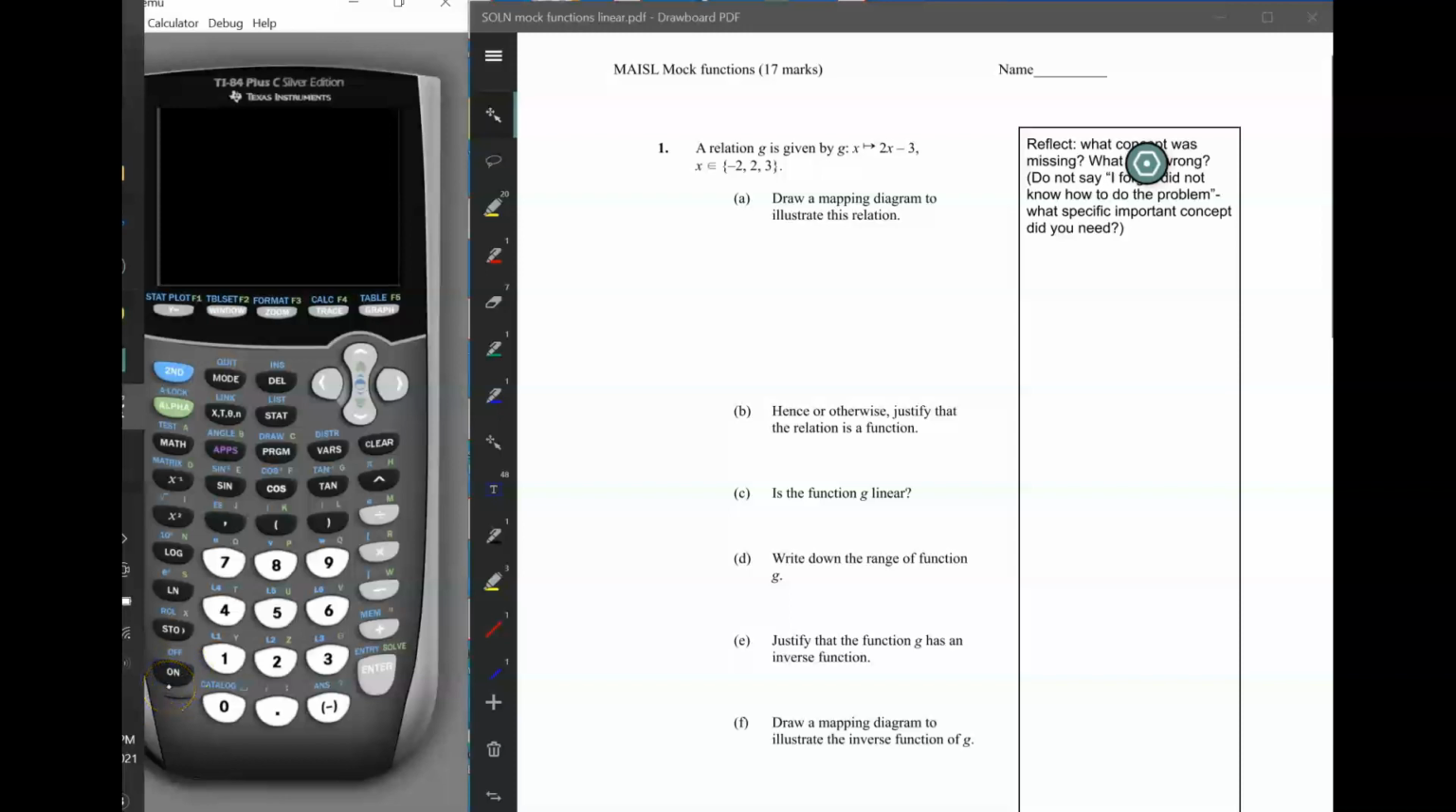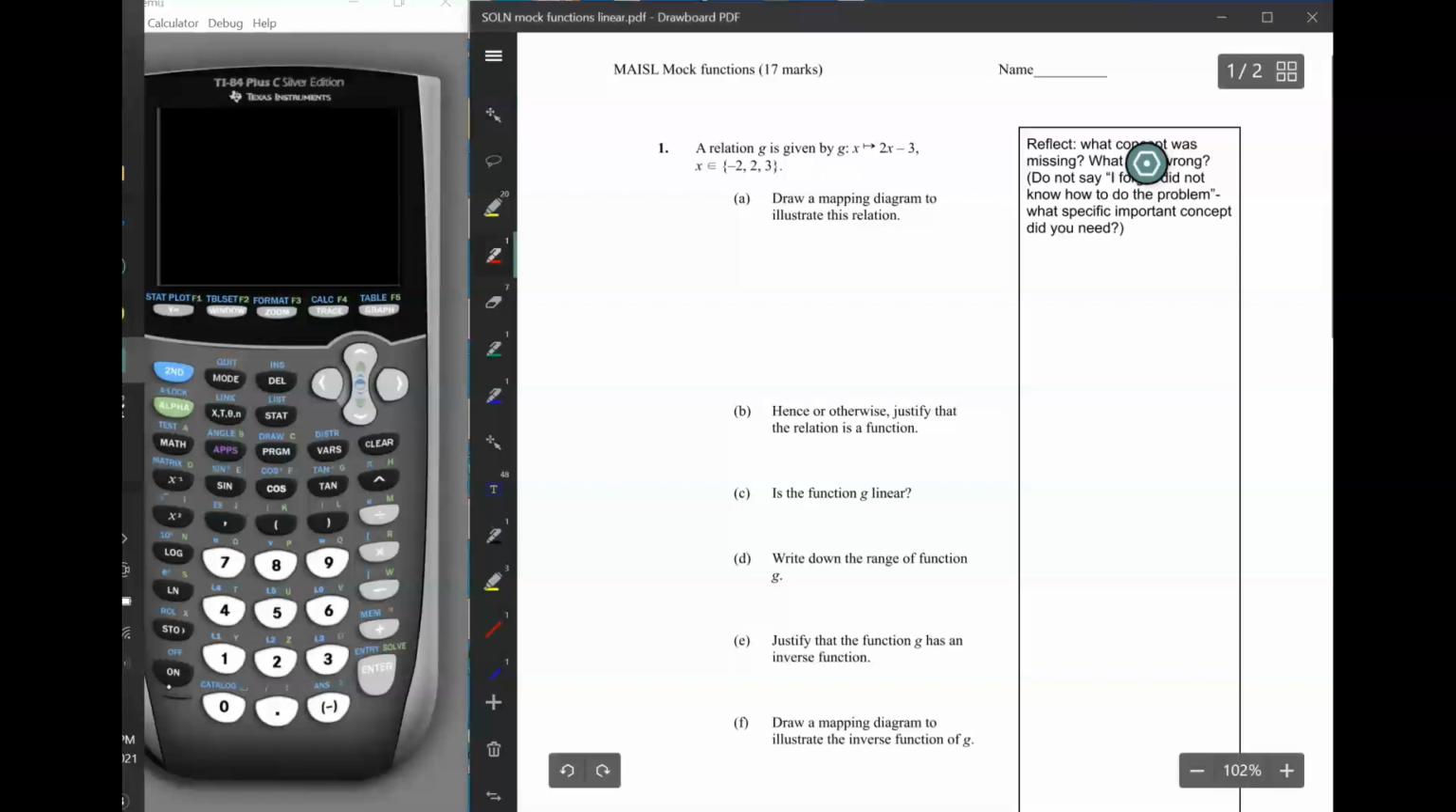Mock exam for functions. A relation G is given by G maps x to 2x minus 3, where x is an element of the set {-2, 2, 3}. Draw a mapping diagram to illustrate this relation.